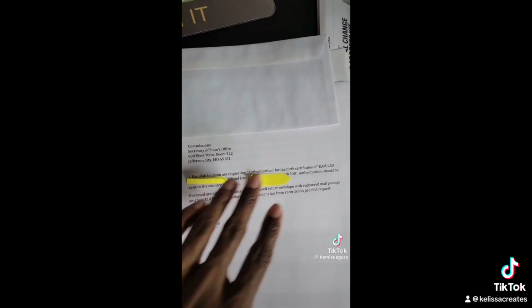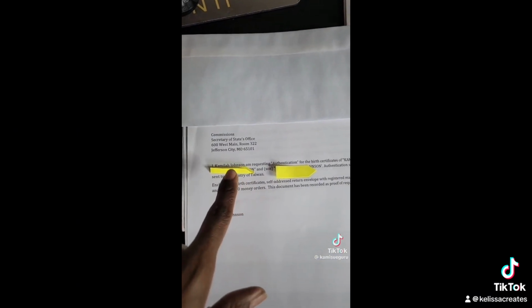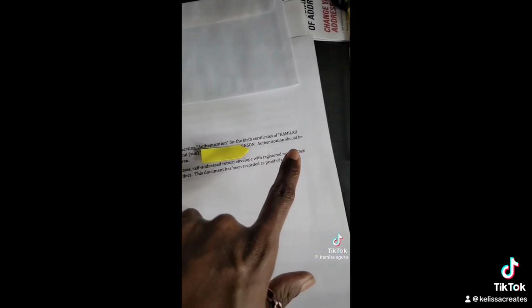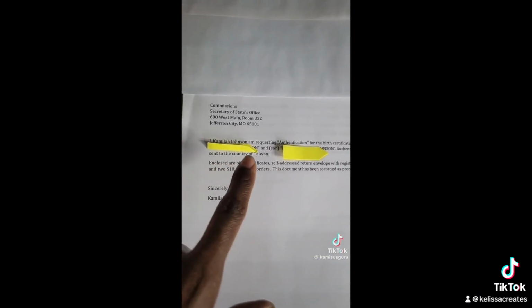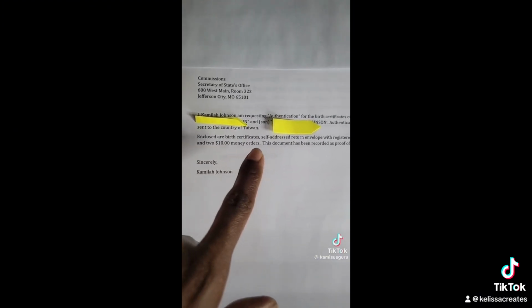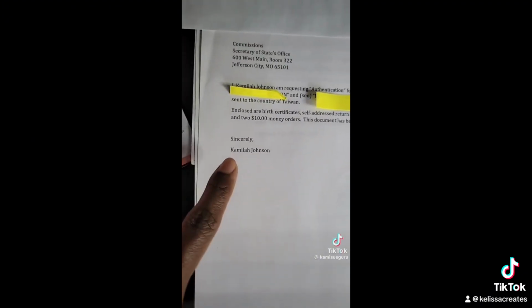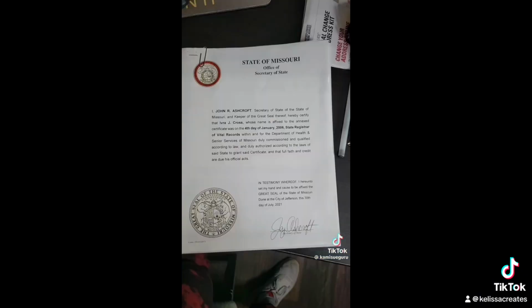As you can see, I had to send it for both me and my son. And I put here, I, Camila Johnson, requested authentication for the birth certificate of me as well as my son. Authentication should be sent to the country of Taiwan. Enclosed are the birth certificate, self-addressed envelopes with registered mail postage, and two $10 money orders. This document has been recorded as proof of request. Once you've completed this process, you should receive your birth certificate back with the authentication certificate.